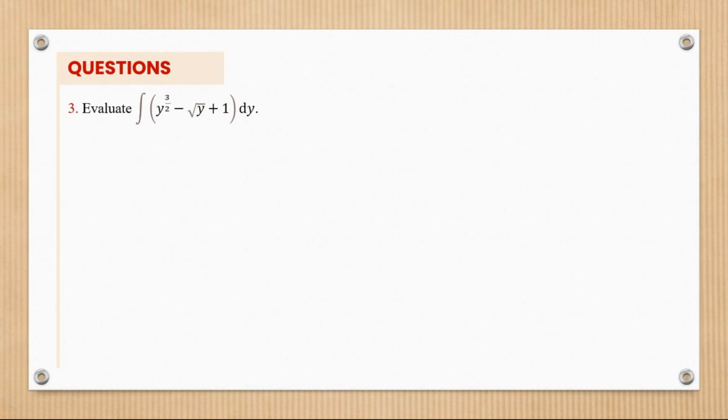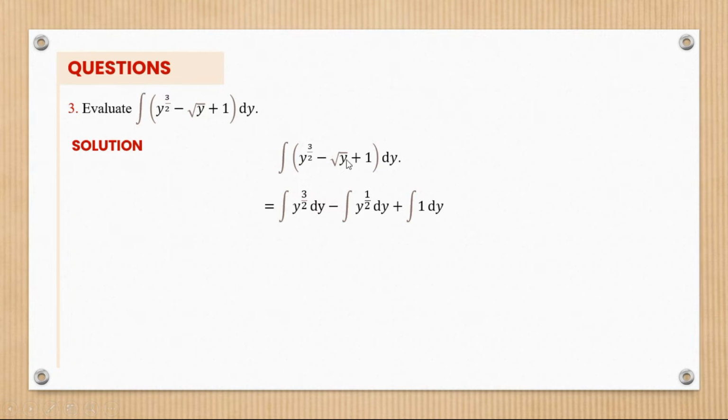Alright, so moving on to question number 3. This is slightly different, but it's also doable. Now we have everything with respect to y. So how do we solve this? This is the equation we have. We can separate each one into their own individual integrals. Now we know that root y is the same as y to the power a half. So that's what we have right now, and then we can integrate each one.